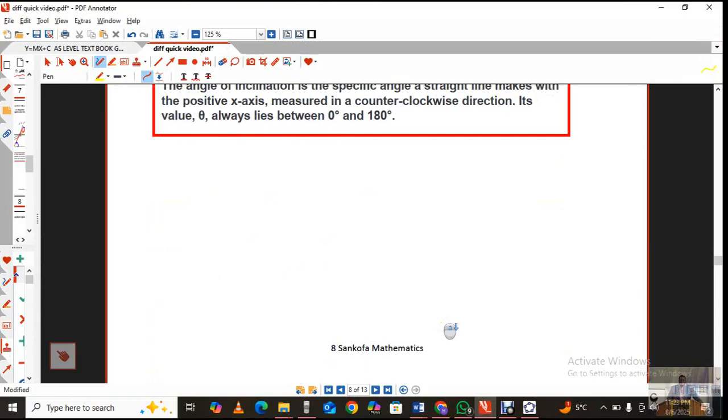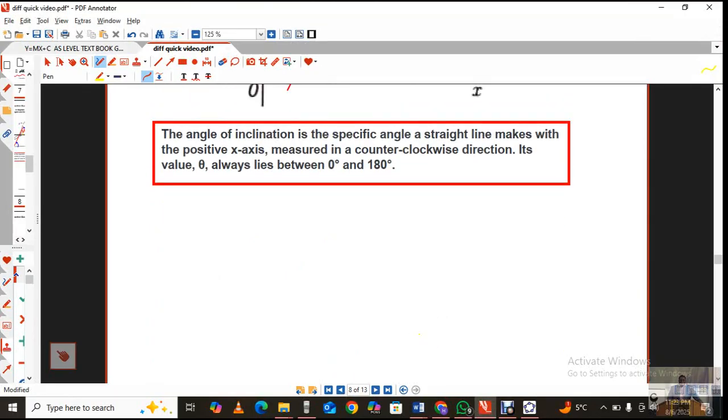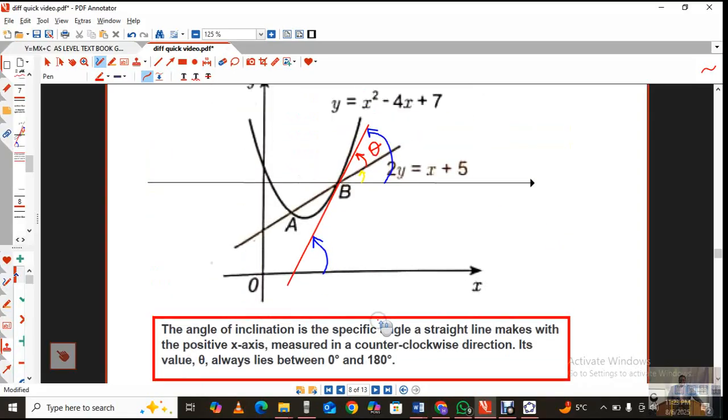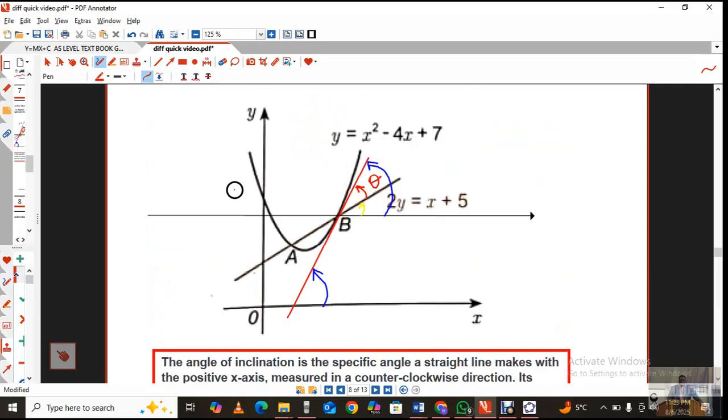So in order for you to calculate, you will say the tangent of a certain angle, I will say angle 1, is equal to the gradient of 2, because the gradient of that red line is 2.